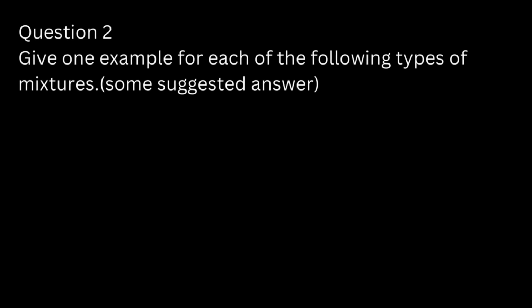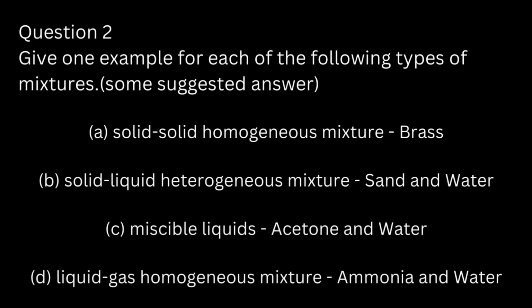Question 2. Give one example for each of the following types of mixtures. Some suggested answers: A. Solid-solid homogeneous mixture, brass. B. Solid-liquid heterogeneous mixture, sand and water. C. Miscible liquids, acetone and water. D. Liquid-gas homogeneous mixture, ammonia and water.